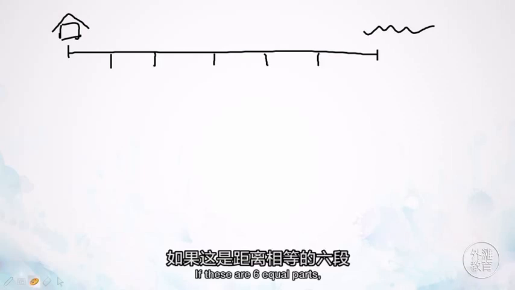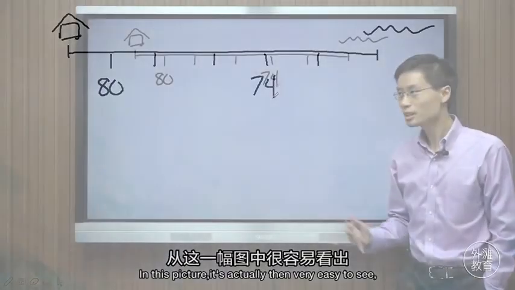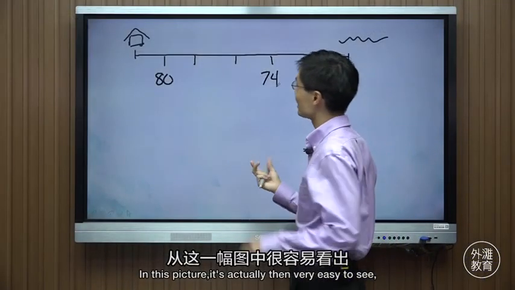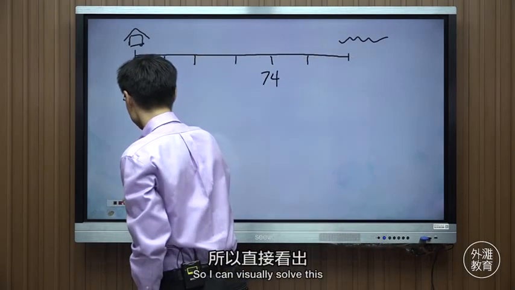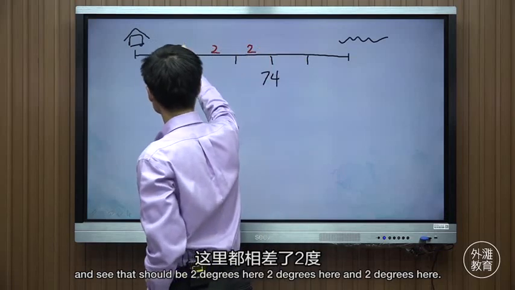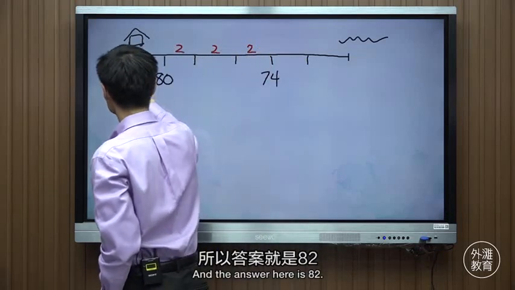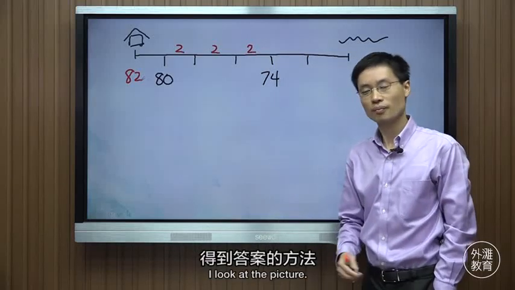If these are 6 equal parts, then I know that at this point the temperature is 80 degrees, and I also know that at this point the temperature is 74 degrees. In this picture, it's actually then very easy to see that for each of the parts, I have 3 parts in here, so I can visually solve this and see that there should be 2 degrees here, 2 degrees here, 2 degrees here, and the answer here is 82. This is what I can do when I can look at a picture.